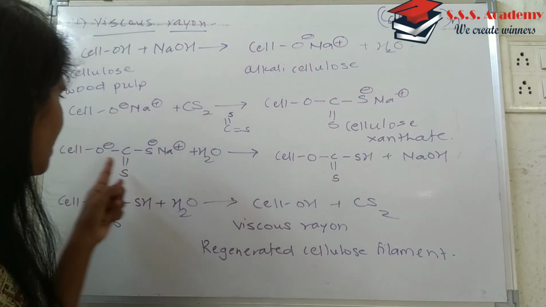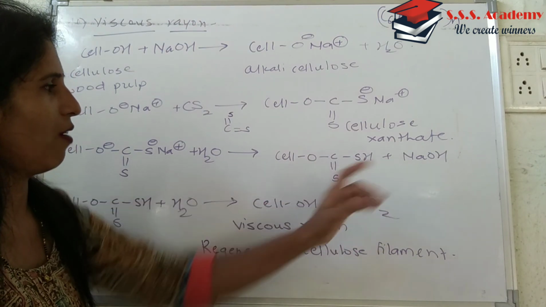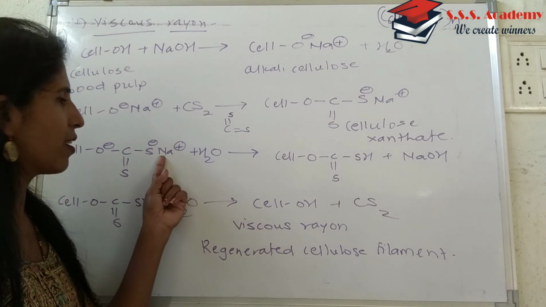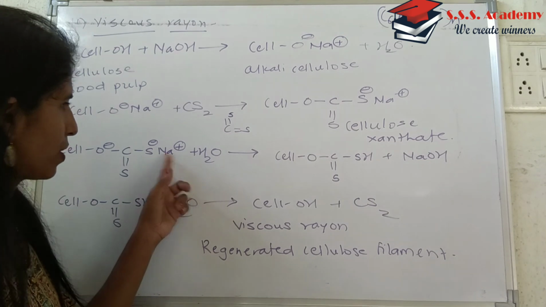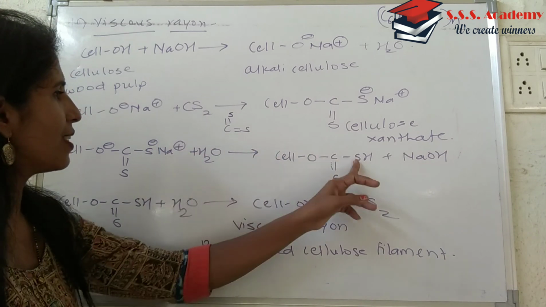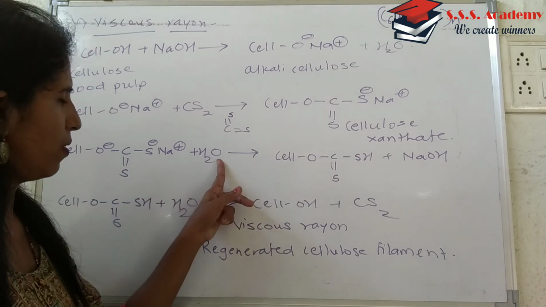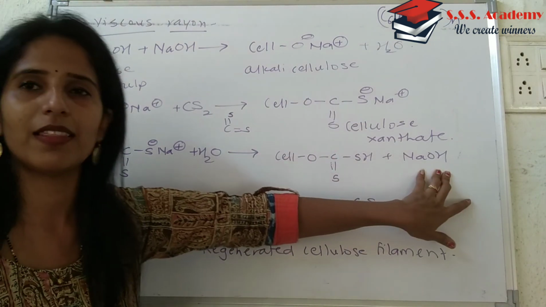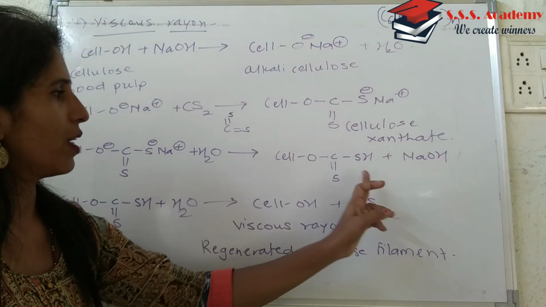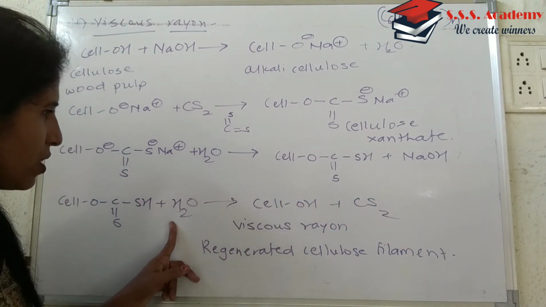That cellulose xanthate is hydrolyzed with H2O. See what happened here: the Na plus gets replaced by H plus. So the Cell-O, this C double bond S and this S stay as they are, but instead of Na, now I have written H. And that Na goes with the hydroxyl ion, and therefore it regenerates NaOH, the alkali we used in step 1.